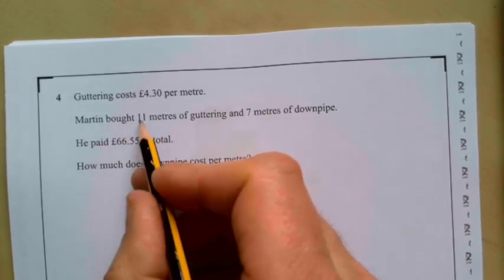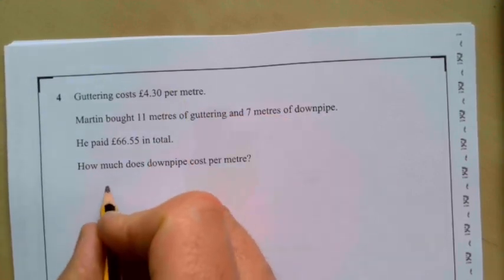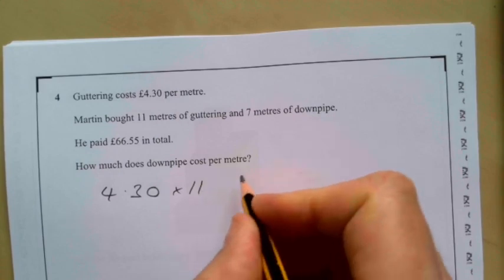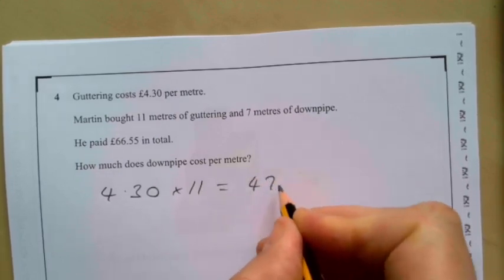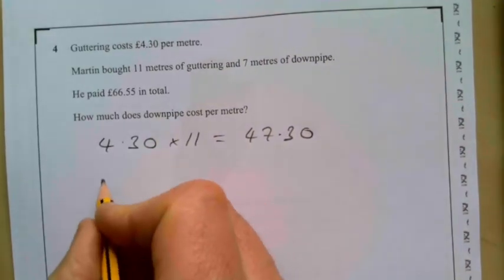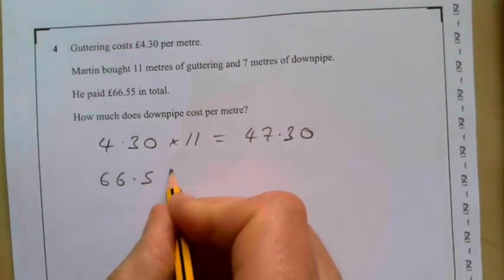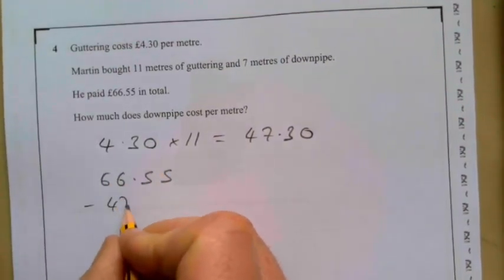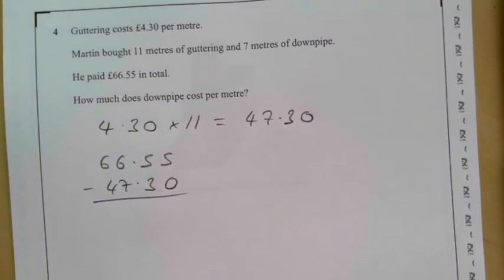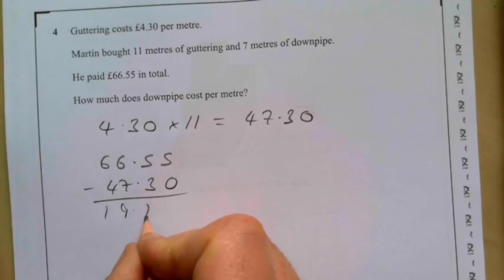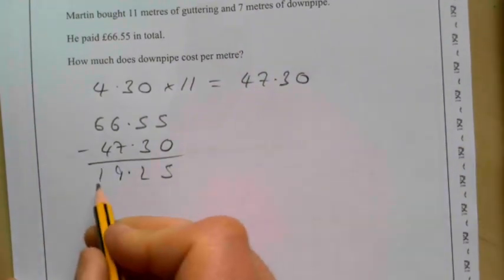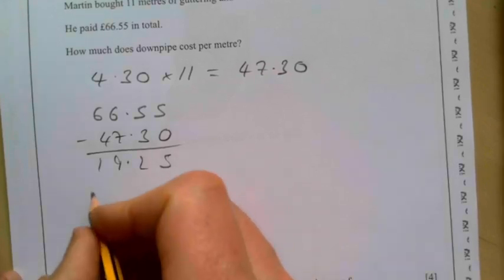So Martin bought 11 metres of guttering at £4.30. So £4.30 times 11 gives me £47.30. He paid £66.55 in total, so £66.55 take away £47.30 gives me £19.25. And he had 7 metres of downpipe, so we need to divide that then by 7.